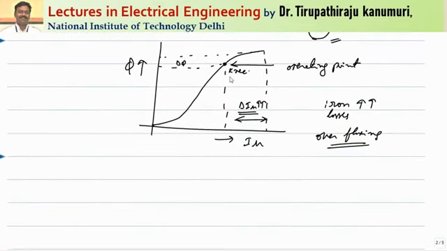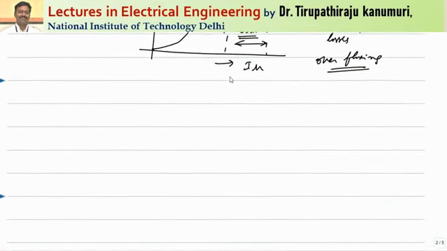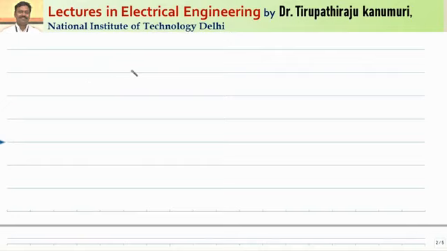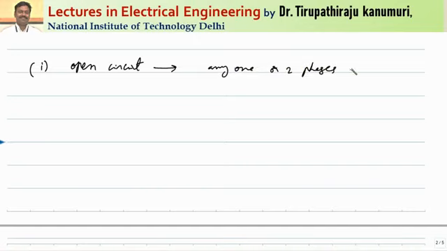Now, other types of faults that can happen in your system are the open circuit faults. Generally the open circuit faults are because of open circuiting of any one phase. So I am just summarizing the faults. The first one is open circuit faults. The open circuit faults mean any one or two phases are open circuited. So what will happen to this?